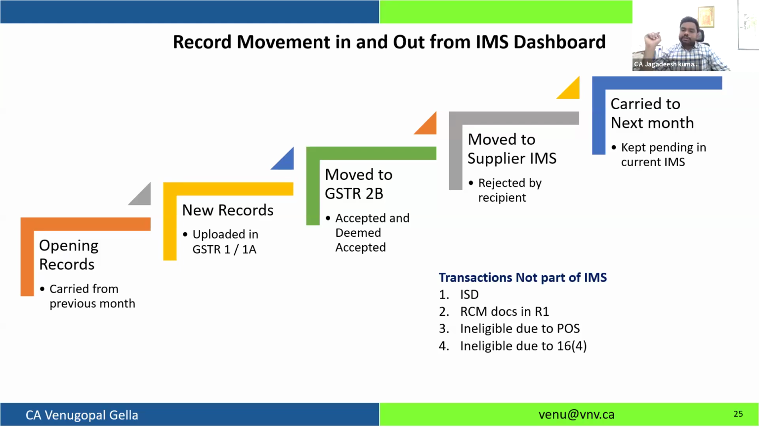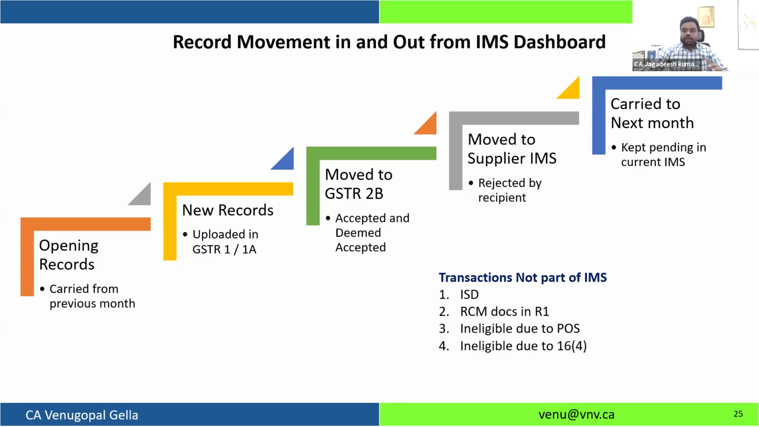Ineligible due to section 16(4), that is, beyond the time limit. As per section 16(4), I have to avail my ITC on or before 30th November. If my supplier is now reporting in his GSTR-1, let's say right now we are in January, a March 2024 invoice, I cannot take ITC now. So automatically the system will mark that invoice as ineligible, and it will go directly to my 2B in the ineligible section.